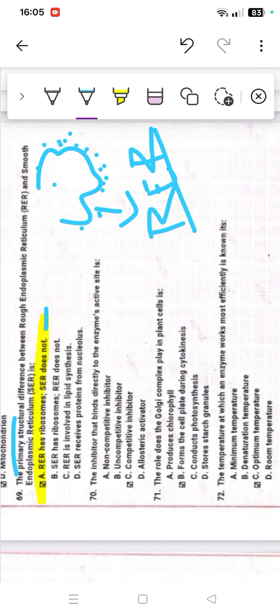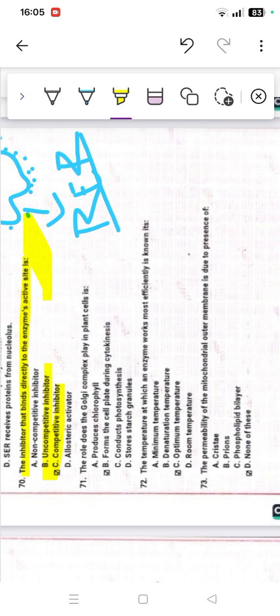Let's go to another. The inhibitor that binds directly to the enzyme active site. We have three types: competitive, non-competitive, uncompetitive. These are different things. A competitive inhibitor simply attaches to the active site. Non-competitive inhibitors, instead of attaching to the active site, attach to an allosteric site, which I mentioned. The last type is called uncompetitive, also called anti-competitive inhibitor. It binds only to the enzyme-substrate complex and not anything else. So the right option here is C.